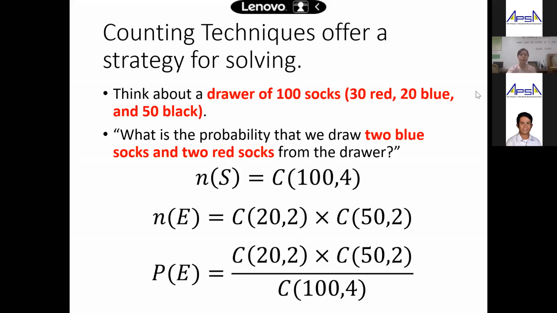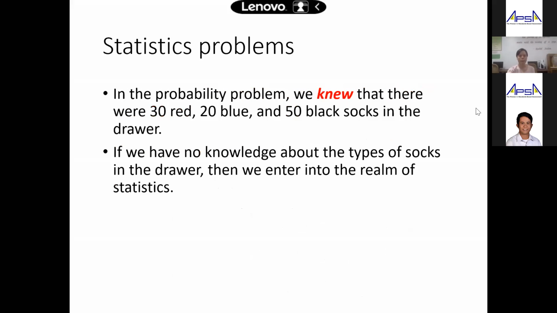Okay? Pero sa grade 11, maraming statistics doon. So anong pinagkaiba nung nasa grade 11? Okay. In the probability problem, alam natin na dun sa drawer, there were 30 red, 20 blue, and 50 black socks. Alam natin. Tapos magko-compute na lang tayo.